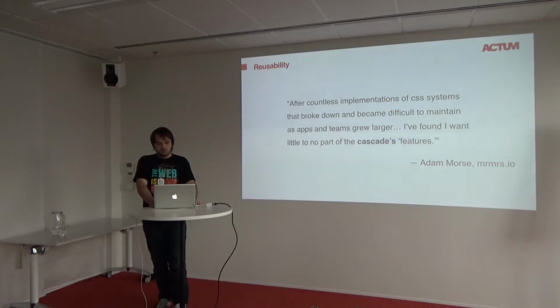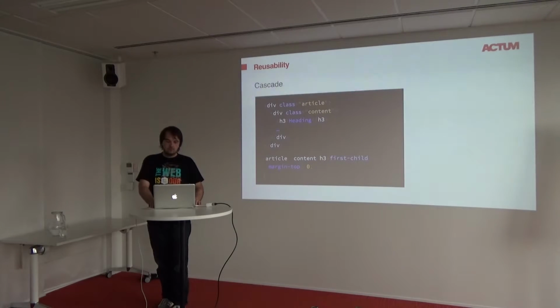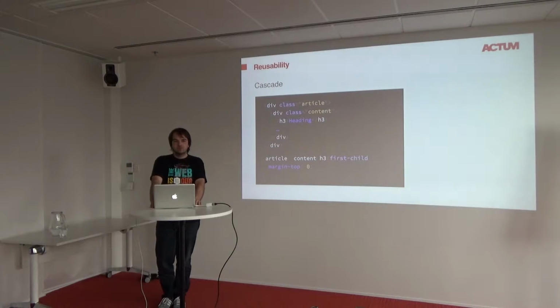Why is that? What's wrong with the Cascade? Can you guess what's wrong with this? Oh, it's not maintainable, right? If you just change something, change one class, everything falls apart. Exactly, that's it.